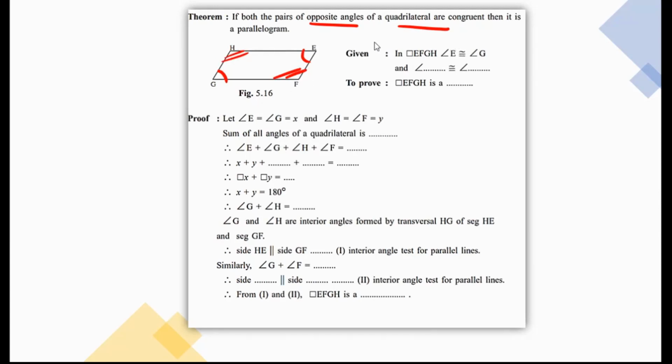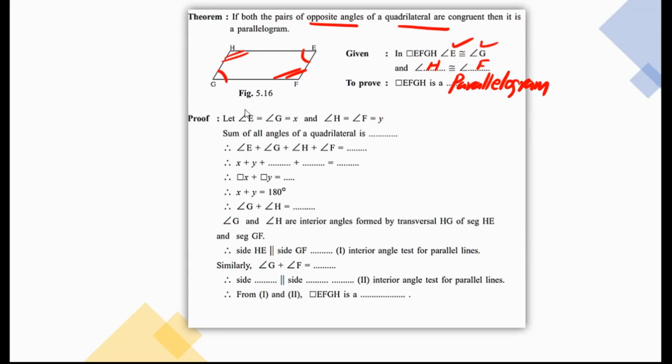So it is given that angle E is congruent to G, and we will write angle H is congruent with F. What we have to prove? We have to prove that EFGH is a parallelogram. ये अभी मैं लिख रहा हूँ. मैं लिखने से आपको लिखना नहीं होगा, उसके लिए आपको ही लिखना है. लिख के ऑटोमेटिकली आना शुरू हो जाएगा.